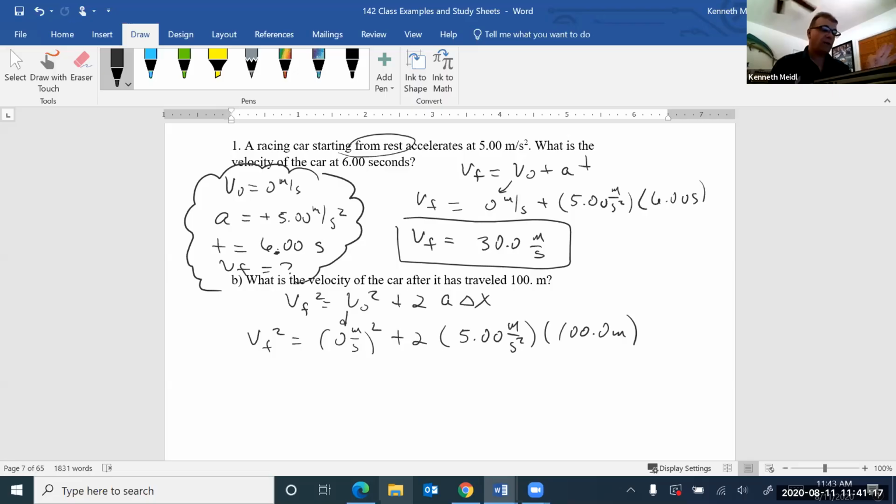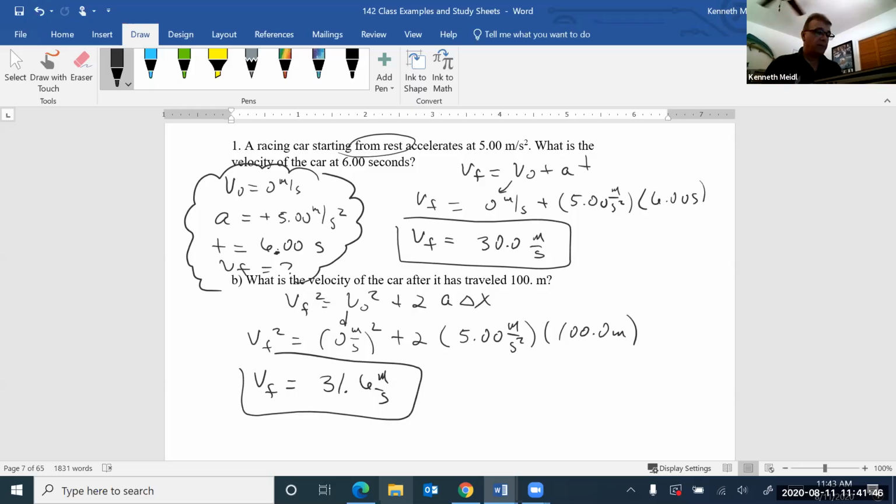Now, you have to remember, this is v final squared, so eventually we're going to have to take a square root. But as long as I don't make a mistake algebraically, 2 times 5 is 10. 10 times 100 is 1,000. So that's v squared, 1,000, and I'm going to square root that, maybe 31.6 or so. So verify on your calculator that you can get something pretty close to 31.6. After it has traveled 100 meters, if you hit it with a radar gun, the radar gun is going to measure 31.6 meters per second.